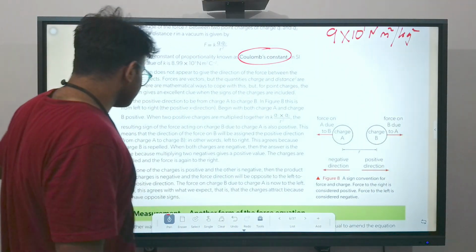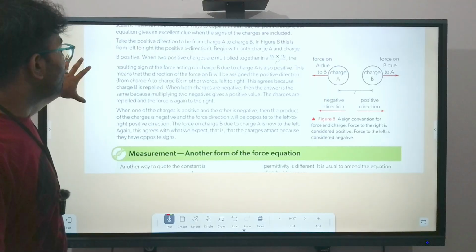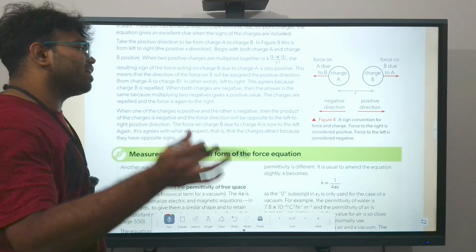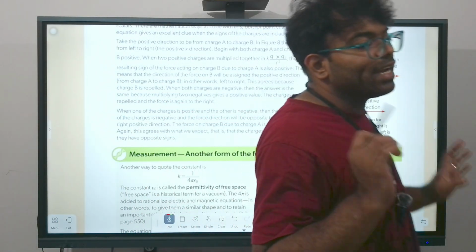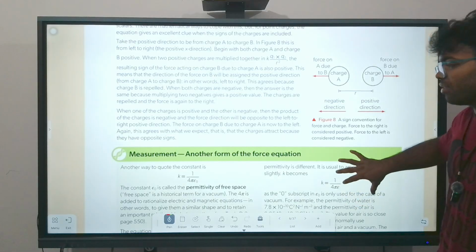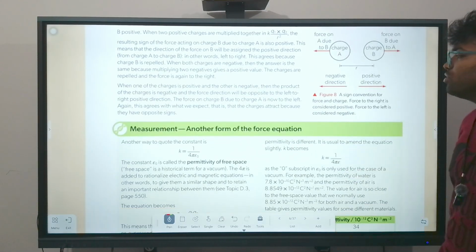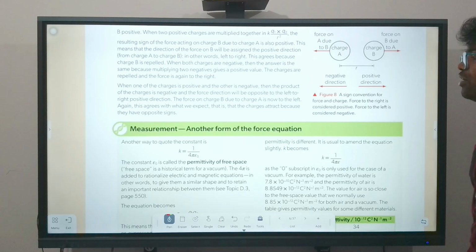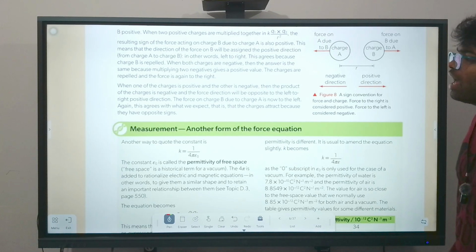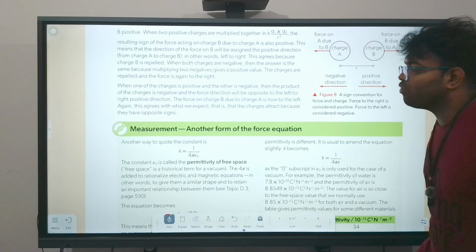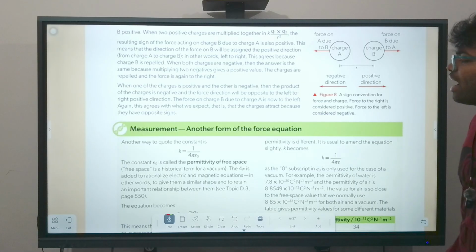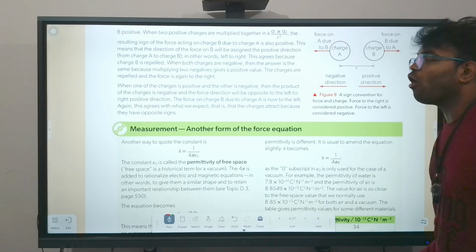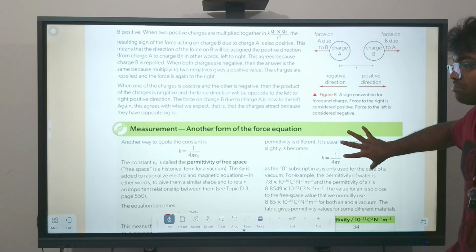Understood? Now, when one of the charges is positive and the other charge is negative, the product becomes negative, and then you get an attractive force. That's it. The force on charge B due to charge A is now to the left. Again, this agrees with what we expected, that the charges attract because they have opposite signs. Understood?